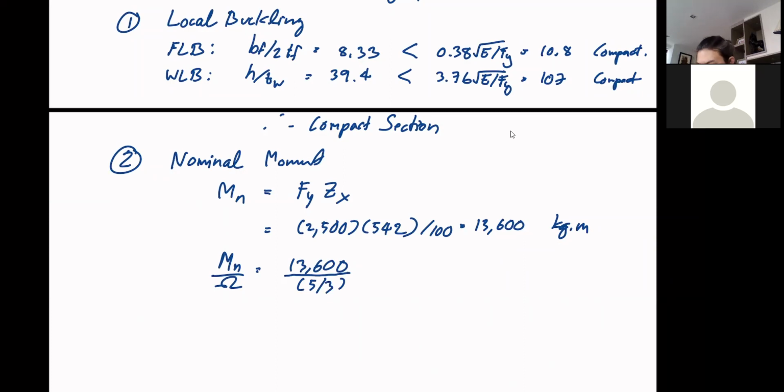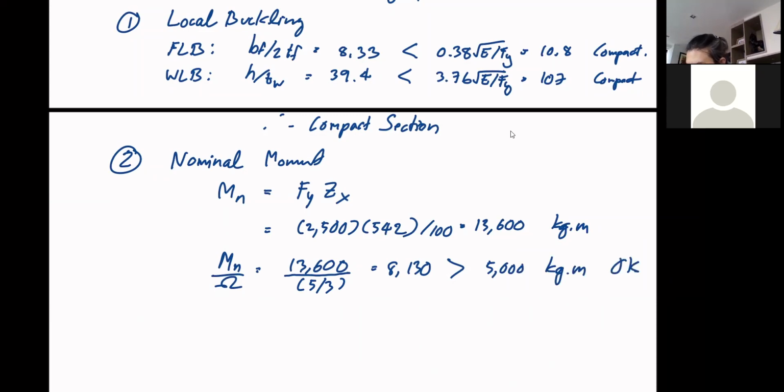Remember that I use 3 significant figures. This is not the exact number. If you punch a calculator, this is equal to 8130, which is greater than the moment that we have from the load, which is equal to 5,000, right? So we get the big OK.